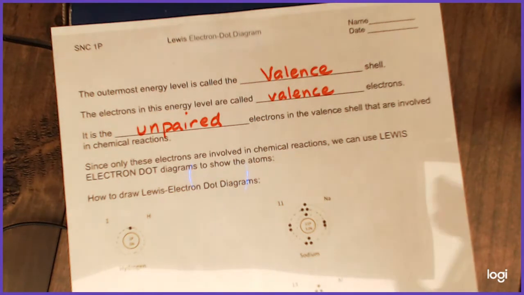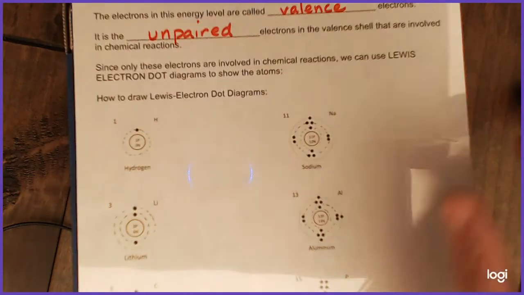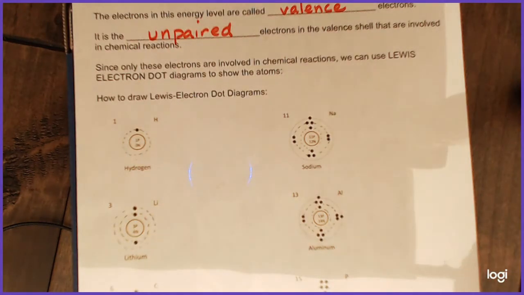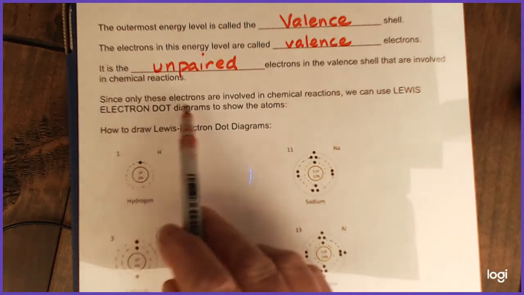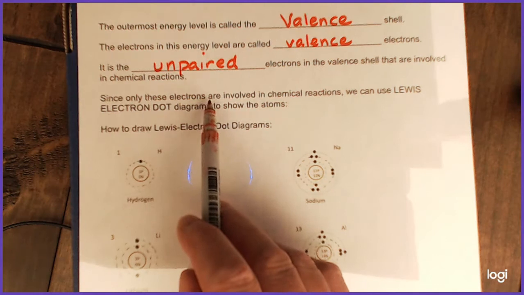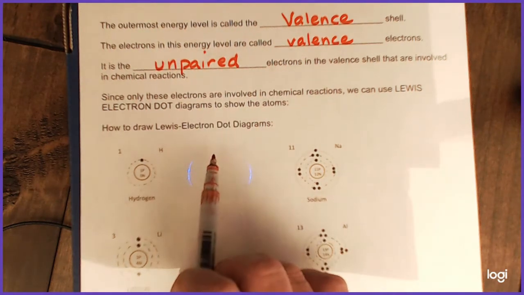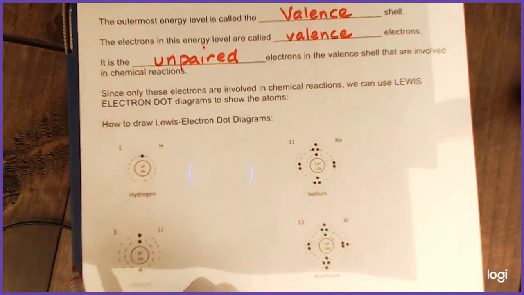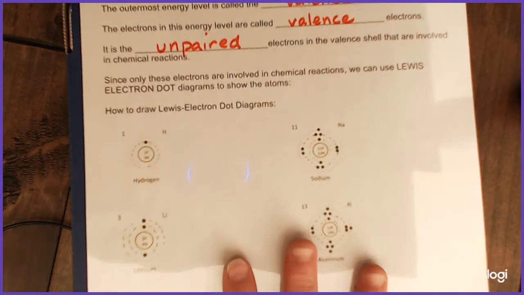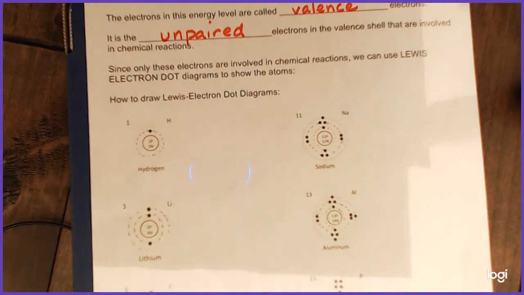So why do we have to draw out these big, great, big, long Bohr diagrams for everything? Why can't we just make life easier? Well, we can. Because since only the electrons in the valence shells are involved in chemical reactions, we can use Lewis electron dot diagrams to show the atoms. So what we're going to do with our Lewis electron dot diagrams is we're only going to be worried about the electrons in that outermost energy level. So the best way to do this is to just do some examples. You're going to really like these because they're very, very easy.